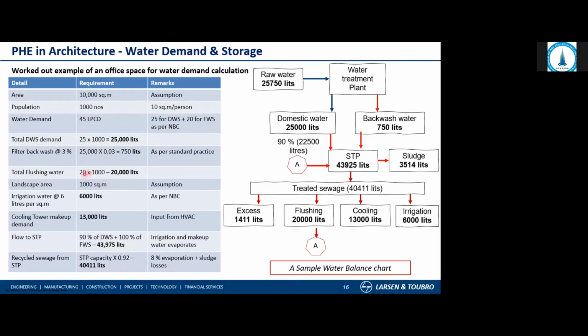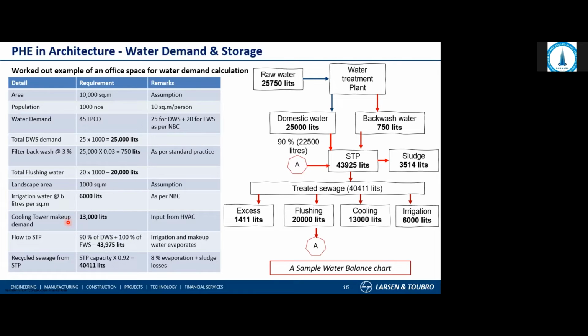In the same way, there should be flushing water also, since we are using domestic water and flushing water separately. The 20 liters for flushing comes to approximately 20,000 liters. In addition to that, there is the landscape requirement. Say close to 1,000 square meters is planned as landscape area. As per NBC, you can plan approximately 6 liters per square meter for irrigation, so you may require 6,000 liters extra.